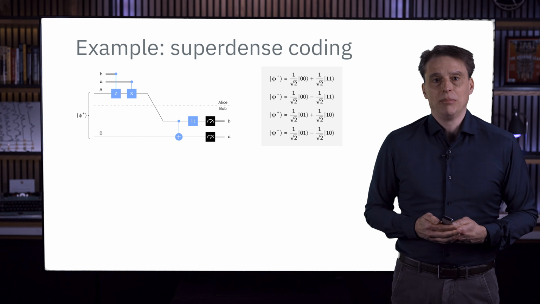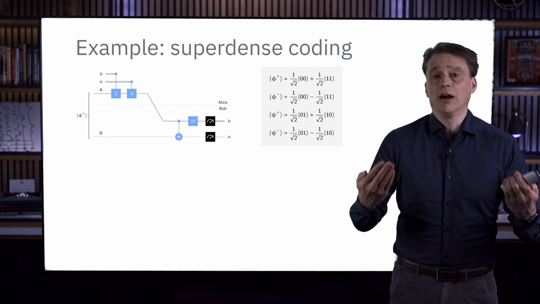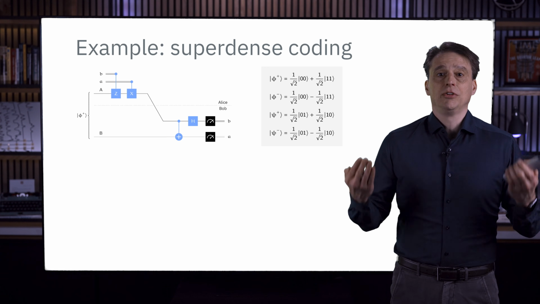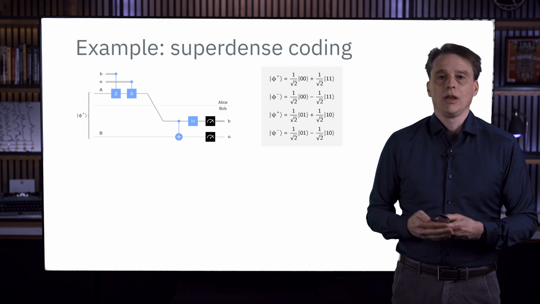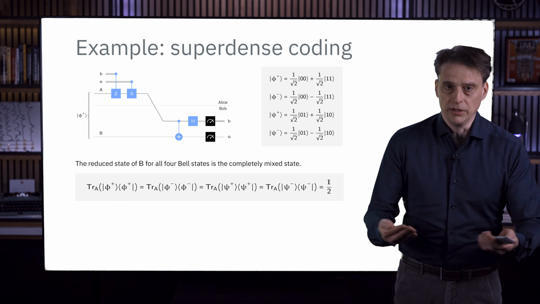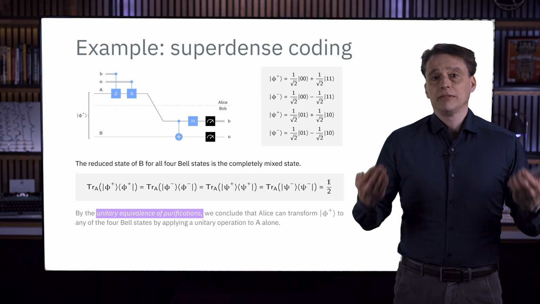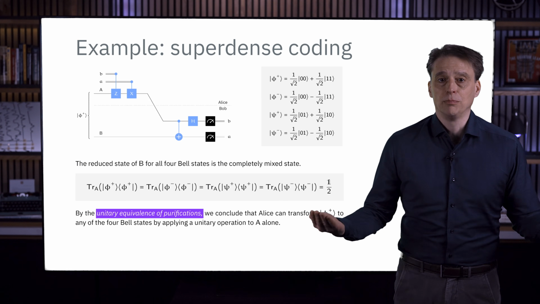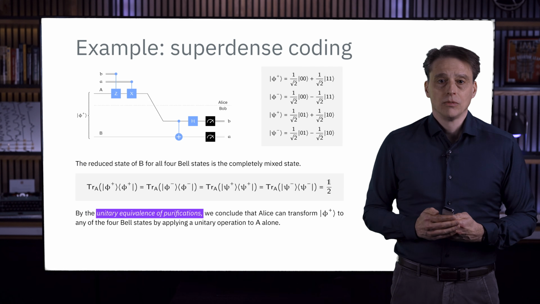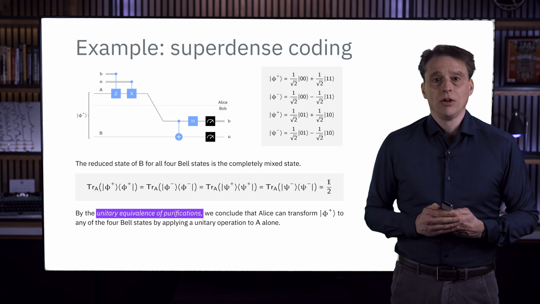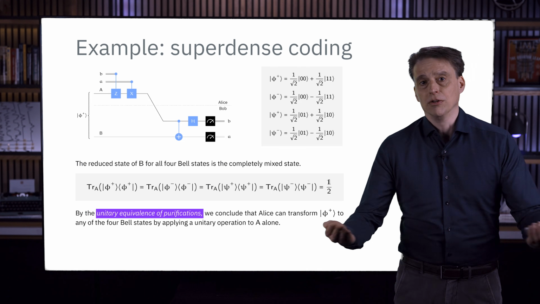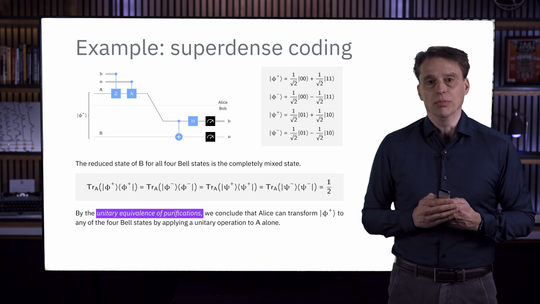Alice chooses to transform that Bell state into any of the 4 Bell states, depending on the 2 bits that she wants to send, and then she sends her qubit to Bob, and he measures to see which Bell state he has. Notice that all 4 Bell states give us the same reduced state for Bob's qubit, which is the completely mixed state. And in fact, that's already enough to conclude that superdense coding is possible. All 4 Bell states purify the completely mixed state, so by the unitary equivalence of purifications, we know that it must be possible for Alice to transform the phi plus Bell state into any of the others by applying some unitary operation to her qubit.